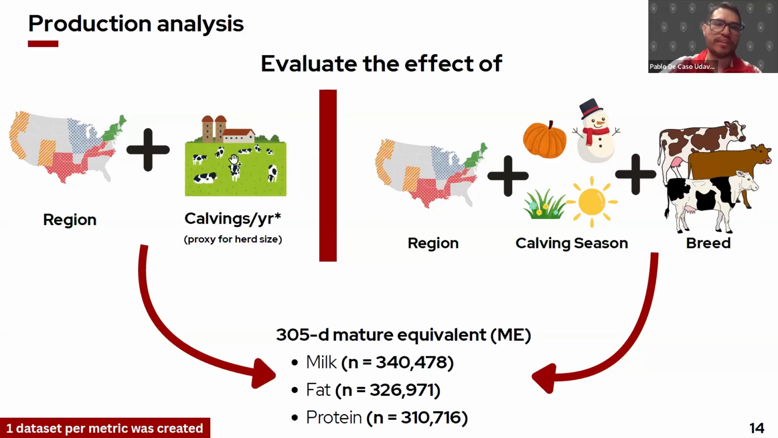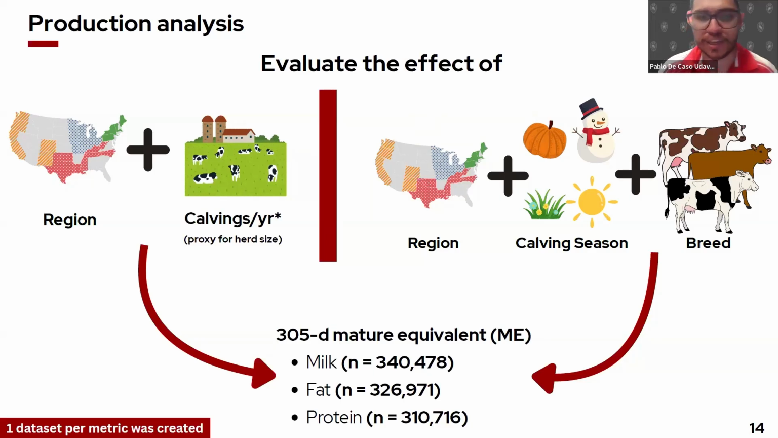So we're going to be looking at different models and different statistical methods that are going to help us predict and characterize what's occurring with those specific regions and those specific covariates, which are the things shaping the different performance metrics that we chose, which are the standardized 305-day mature equivalent metrics: milk, fat, and protein.